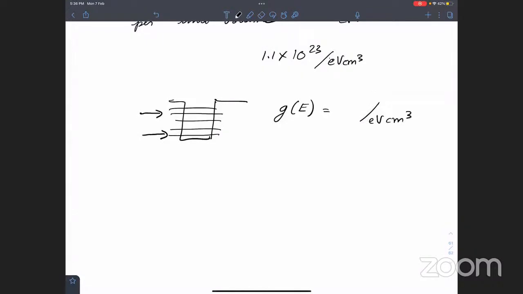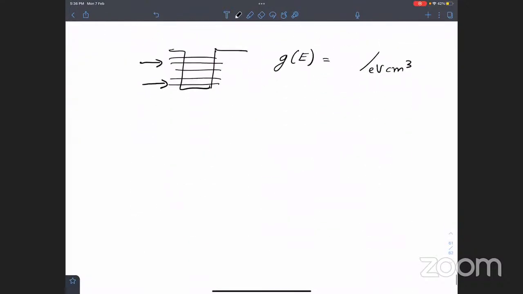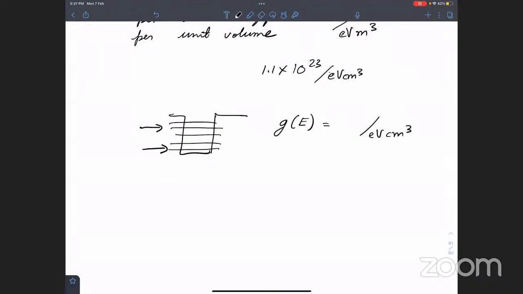Okay, so I hope this idea is clear to you. If I'm considering a three-dimensional object, I'm going to consider how the states' density will vary as a function of energy. That is also important to me. And I'm going to express it in units of per electron volt centimeter cube. Sometimes you can also put it in terms of per joule centimeter cube. Remember, electron volts and joules are slightly different units of energy, but they have the same dimensionality. Okay, I hope this is clear to you.